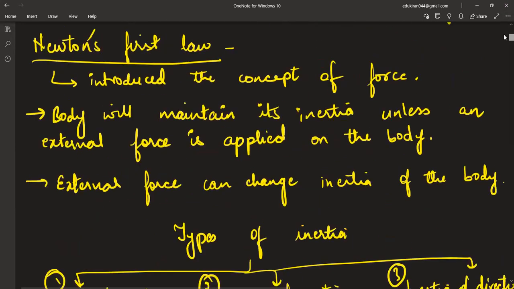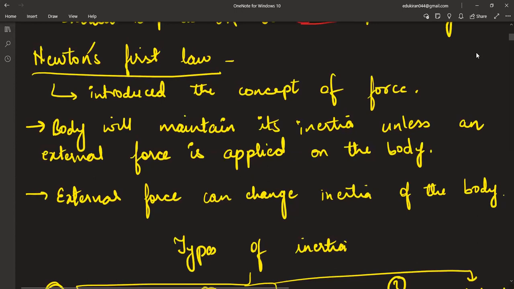Now, coming to Newton's first law, because Newton's first law is also known as law of inertia. This is completely linked with inertia. That's why I'm doing it together. This is known as law of inertia also. This means what? This is exactly what I told you. This actually introduced the concept of force. This is the first law in mechanics where you understand and use the term force.